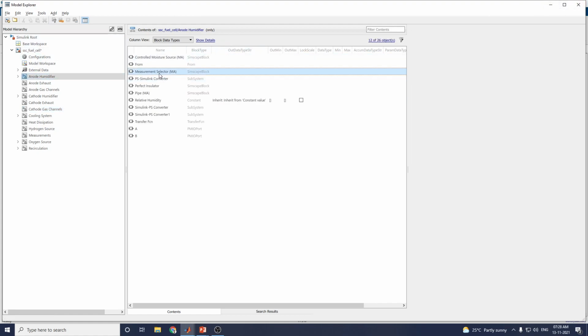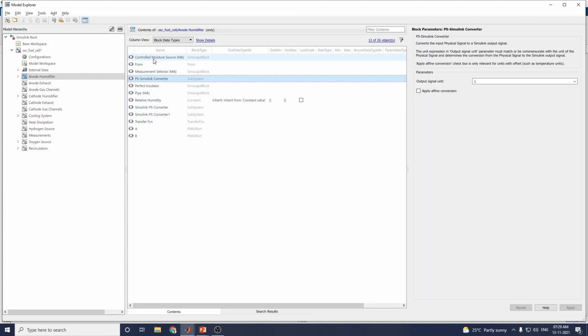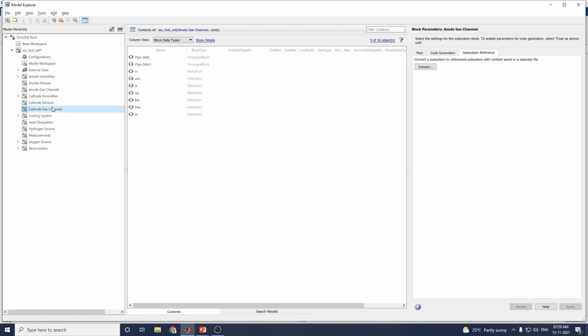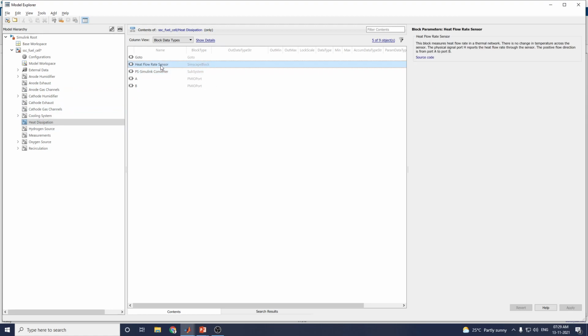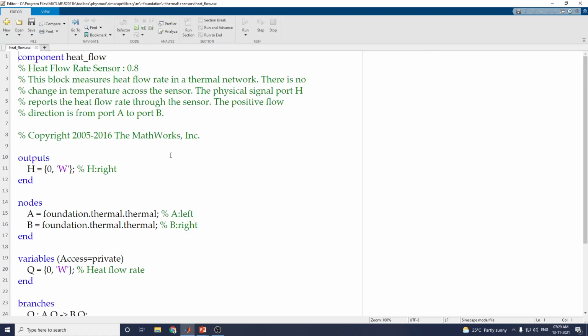Okay, for example, I am choosing this one. You can set this temperature. In this one, don't go for each and every subsystem. Here itself in this model explorer, you can see. So, for example, PS Simulink converter. What is the output signal unit? It is in terms of kilowatts. You can see. In heat flow sensor, you can see the source code. For example, it's a heat flow sensor script.